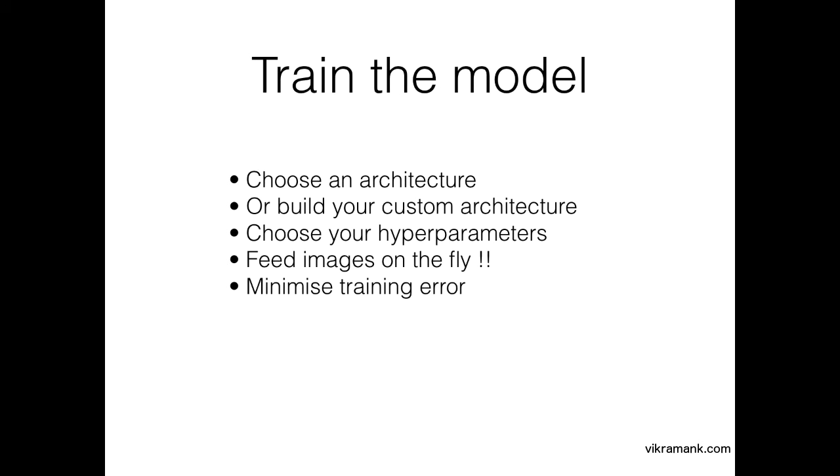Now let's train our model. First step is to choose your own architecture. You can choose an architecture like AlexNet, GoogleNet, or whichever you want to try out. Or you can also build your own custom architectures. And once you are finalizing your architecture, choose your hyperparameters.